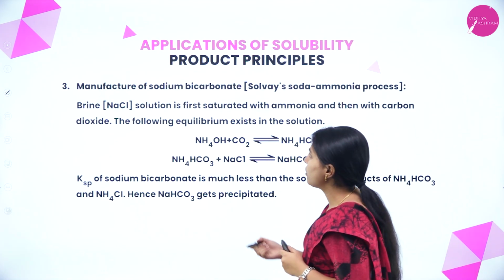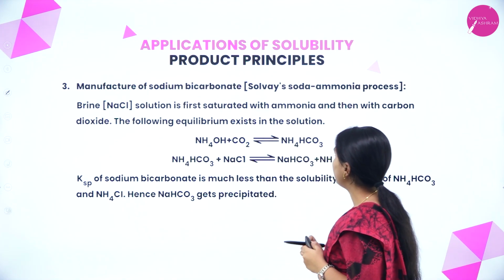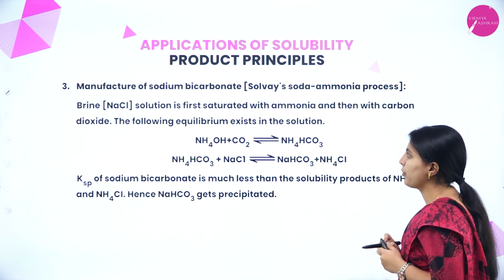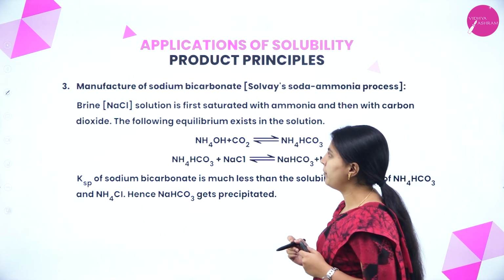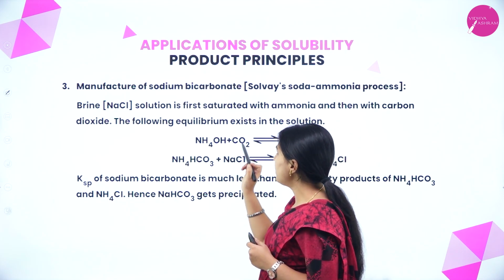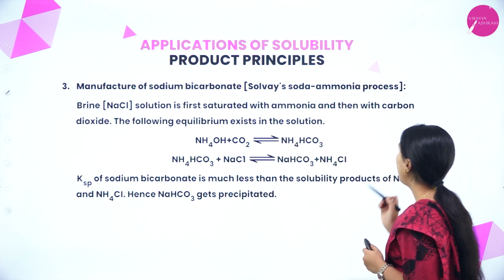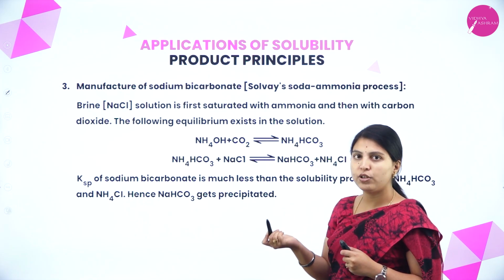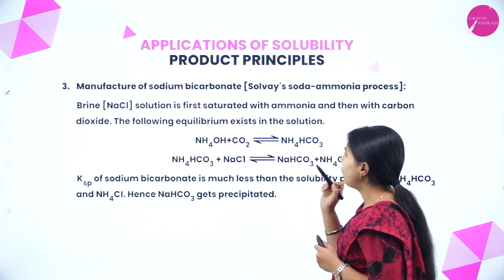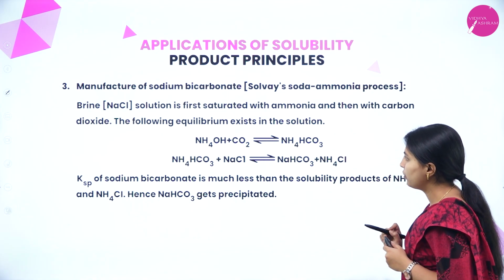This is a very important application of solubility product. Next, manufacture of sodium bicarbonate, that is the Solvay soda ammonia process. How will the sodium bicarbonate be produced? Brine solution is first saturated with ammonia and then with carbon dioxide. Brine solution means sodium chloride solution. The following equilibrium exists in the solution.